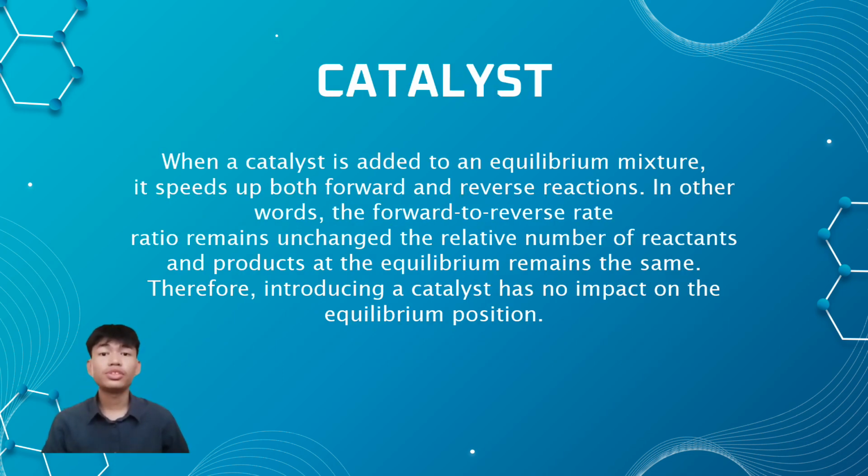Now, moving on to the next factor, which is the catalyst. When a catalyst is added to an equilibrium mixture, it speeds up both the forward and reverse reactions. In other words, the forward to reverse ratio remains unchanged. The relative numbers of reactants and products at equilibrium remain the same. Therefore, introducing a catalyst has no impact on the equilibrium position.